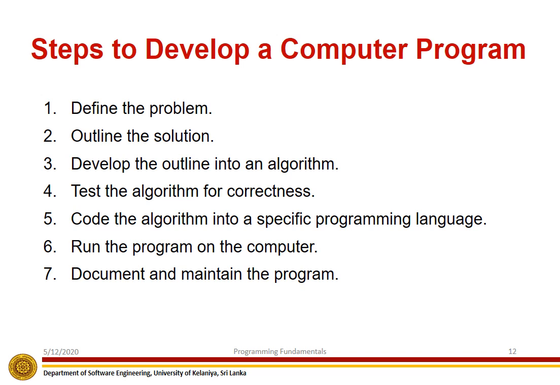Now we will move on to discuss how to develop a computer program, and what key points we need to focus on. Here I have given 7 steps. The first one is define the problem. The second one is outline the solution, then develop the outline into an algorithm. The next one is test the algorithm for correctness, and the fifth one is code the algorithm in a specific programming language. The sixth one is run the program on the computer, and the last one is documentation and maintenance of the program.